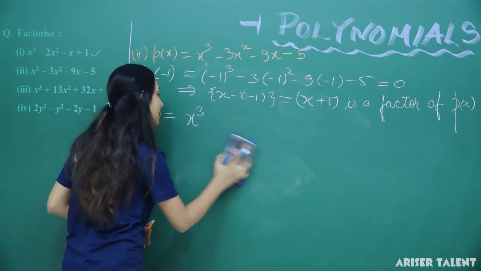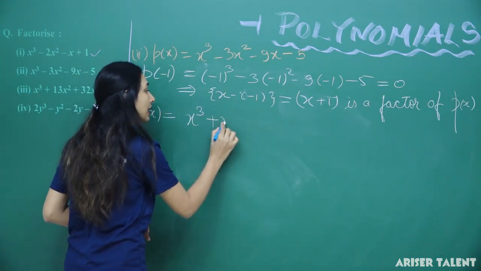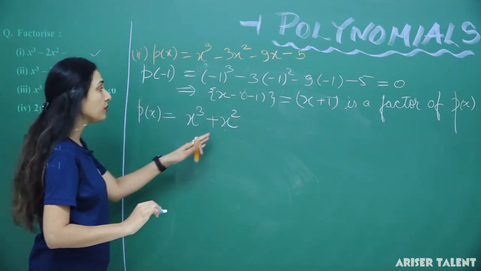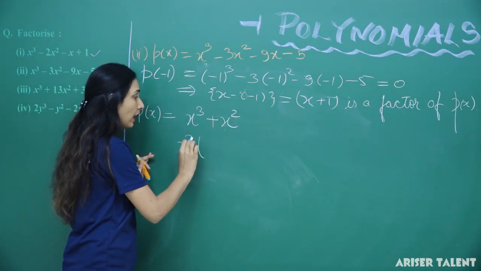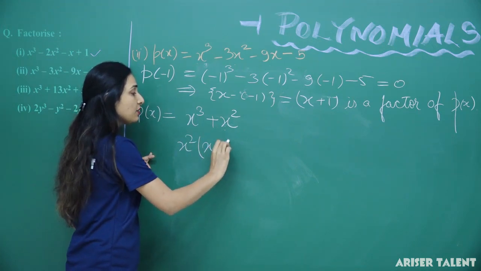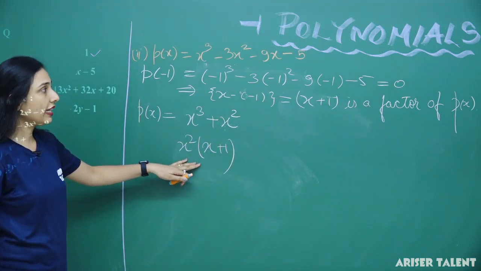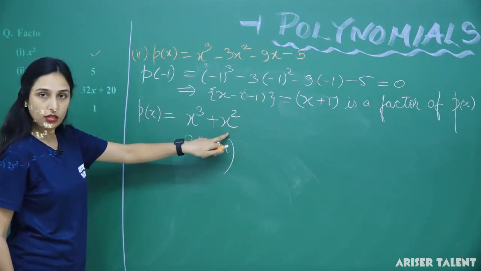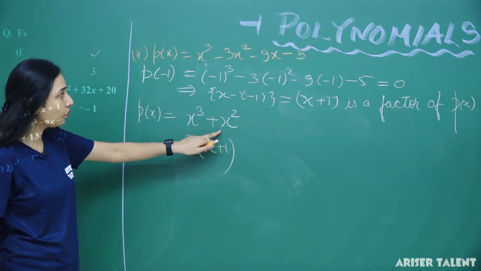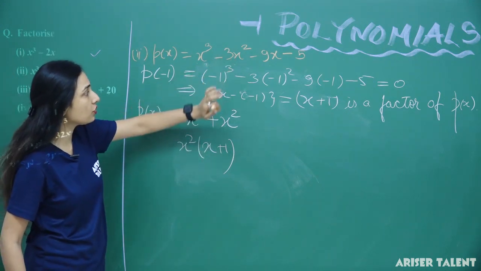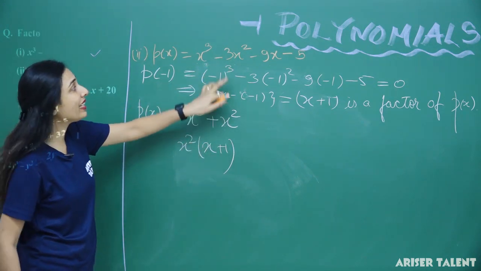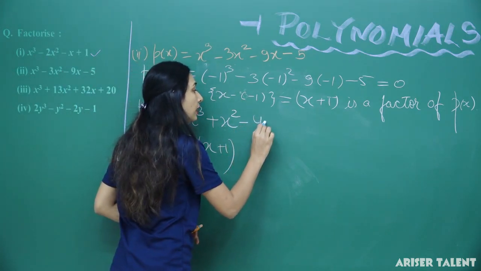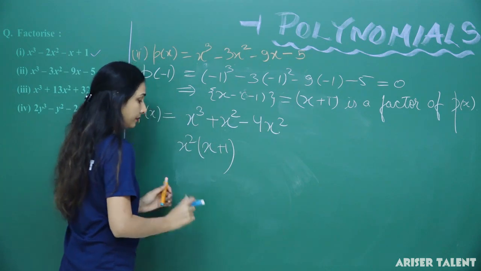For getting x plus 1 common, that x square should be there. This is to be done. Now x square common, that will be remaining with x plus 1. So we are getting x plus 1. Now how will you do that? If you are adding plus x square here, then in order to make it minus 3x square again, you will just minus 4x square here.